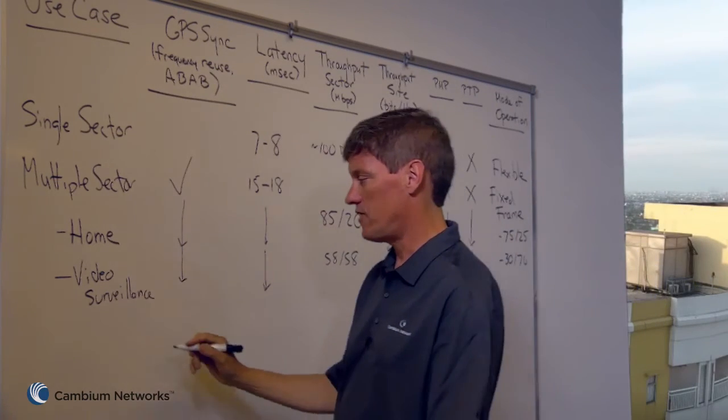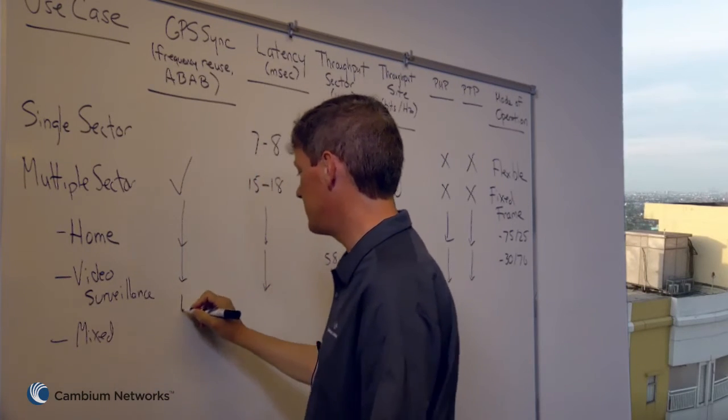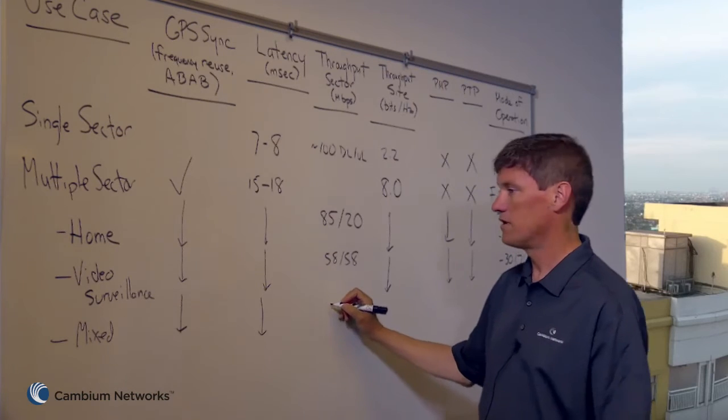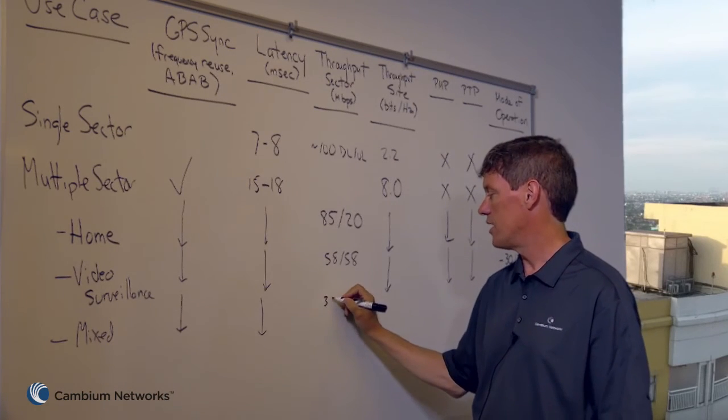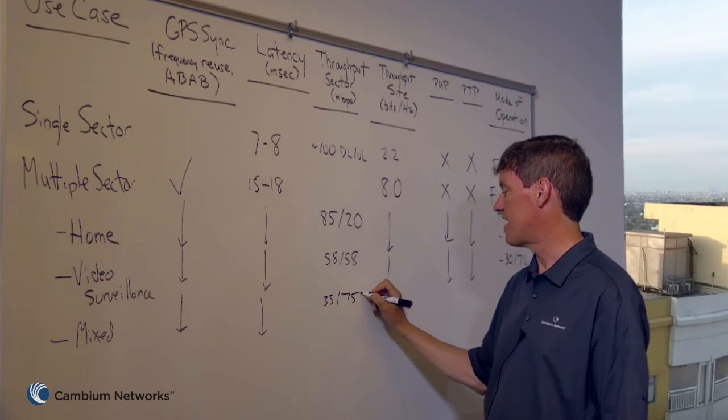And lastly, if you have the mixed here, everything still holds like we had before. And here we have up to like 35 in the uplink or downlink and 75 in the uplink.